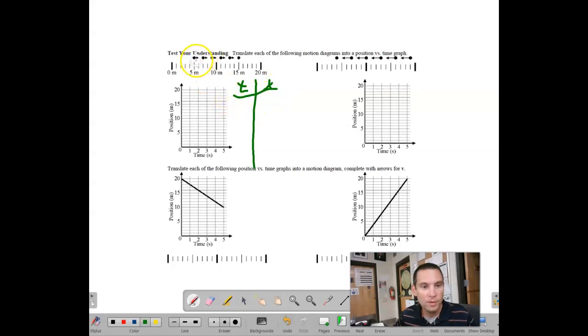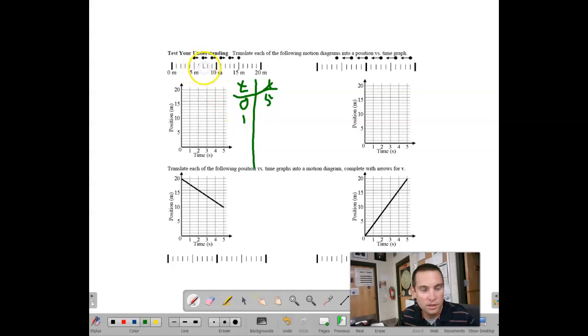Remember that these motion diagrams are created like with a strobe light flashing every second. It's showing how far it has moved each second. So at t equals 0, what is our position? Just look at the number line, it's 5. T equals 1, what's our position?